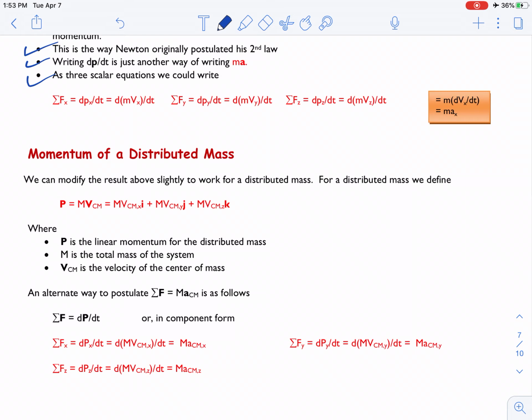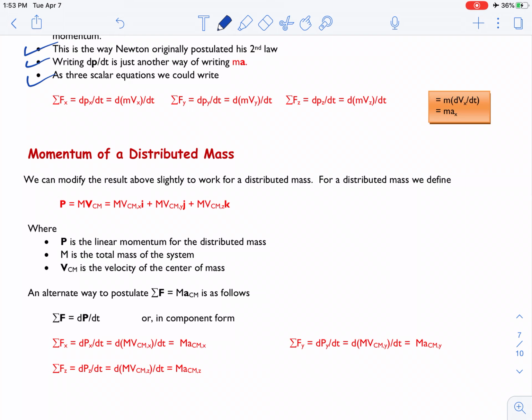Again, this is a vector equation. You can write this in three components using i, j, and k. i is for the x-axis, j for the y-axis, and k for the z-axis. And you can see that the velocity components are consistent. Next to i, we have the x component of the center of mass velocity, and so forth.